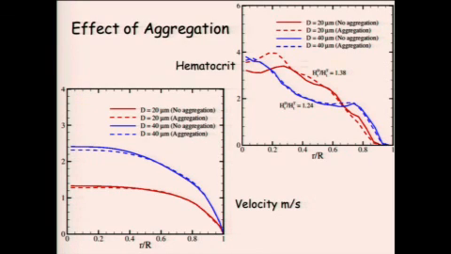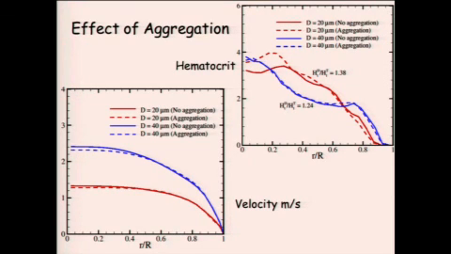All this plot shows you is what happens if you put aggregation into the cells. In the previous cases, we left out the aggregation. So what happens is that you get, as you might expect, more cells near the center line. In fact, you get an off-center peak. Off-center peaks have been measured. The measurements are very imprecise, but you can see that effect. And the velocity profiles are not very sensitive to that.